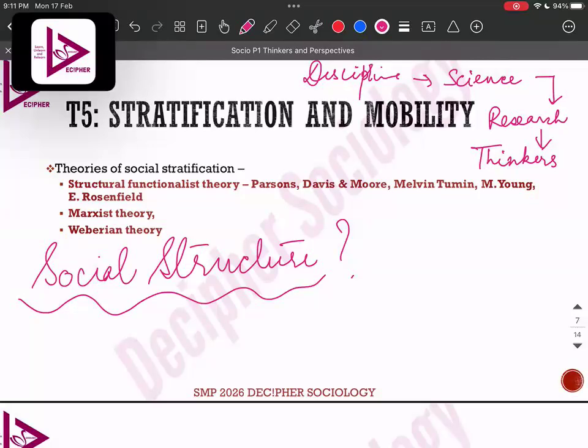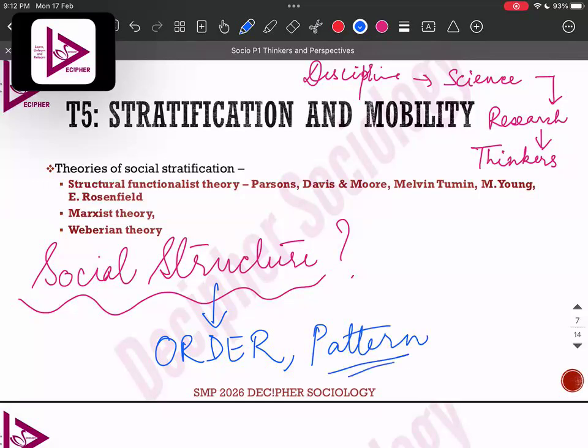For example, we have the building structure or structure of a house. So, what do we understand by structure? The first word which comes to mind when you see this word is order. Whenever there is an order, whenever there is a pattern of behavior, of interaction, of rules, we say that there is a structure.